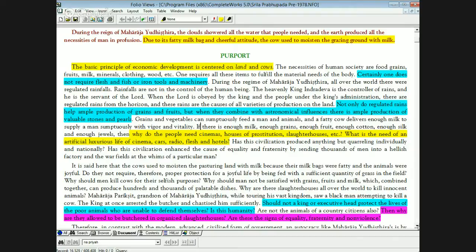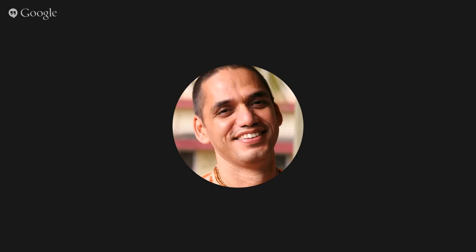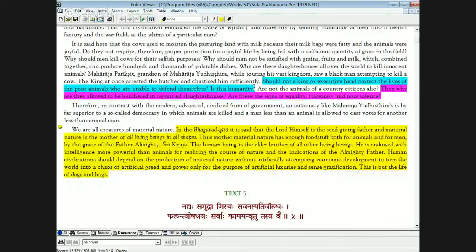Should not a king or executive head protect the lives of the poor animals who are unable to defend themselves? Because they are very innocent, they cannot defend themselves. So shouldn't the king protect them? Prabhupada is saying, is this humanity? And then a very strong point: why are they allowed to be butchered in organized slaughterhouses? Why is government not doing anything?